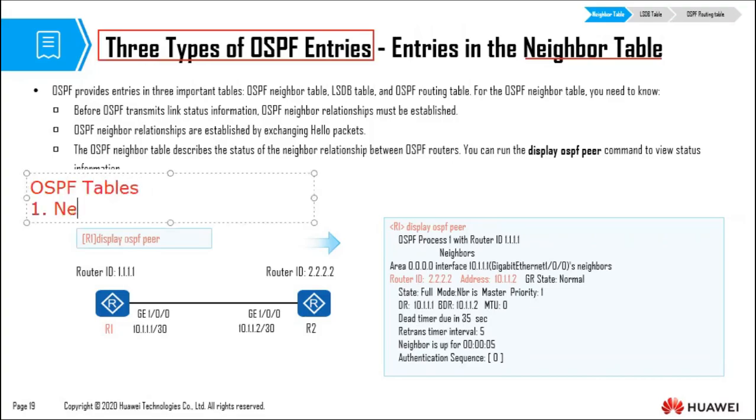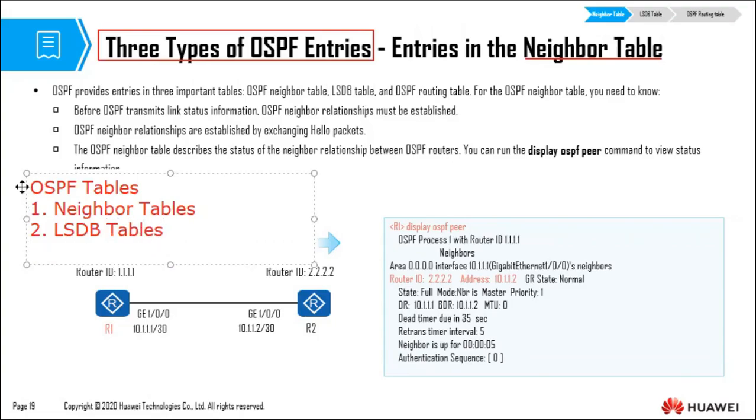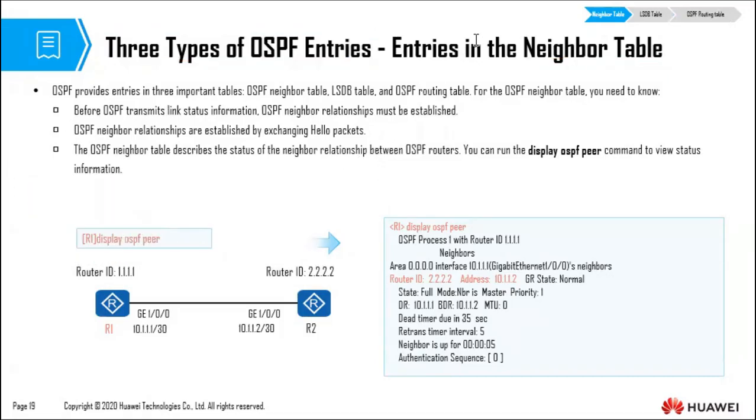Number one, we have neighbor. As you might have already guessed, this one saves the list of neighbors. So we said we start by forming neighbor relationships. So this will save the list of neighbors. Then you have LSDB table. Of course, this one will save the LSAs. Then you have the OSPF routing table. So those three. Okay, so let's begin with the neighbor table.